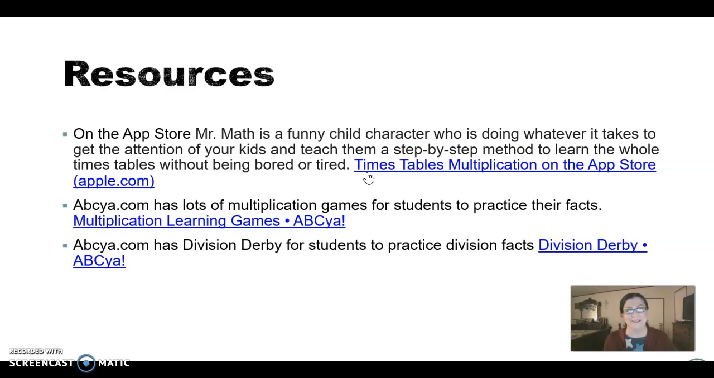And the ABCYA, or as my kids love to call it, Abakia, is a really great site with lots of information. But here it has a lot of multiplication learning games. And then I found on the same site Division Derby for students to practice their division facts on Abakia. And that's what my kids called it anyway. But yeah, because that is such an important part of that mental math that will be helpful for them later on.